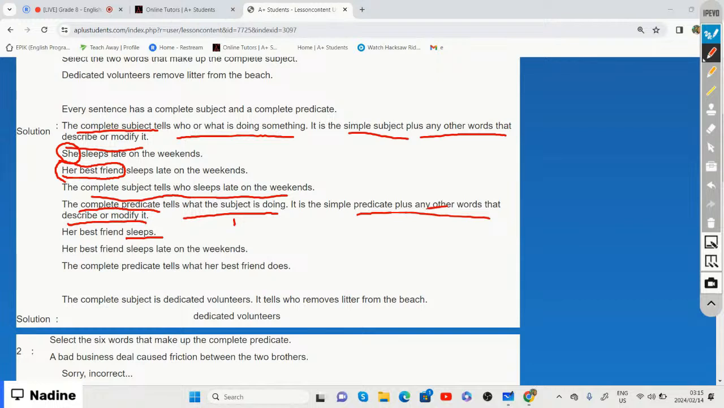So we say that her best friend sleeps, and we selected our complete predicate, which is sleeps. So sleep is the action. Sleep tells us what the subject is doing.